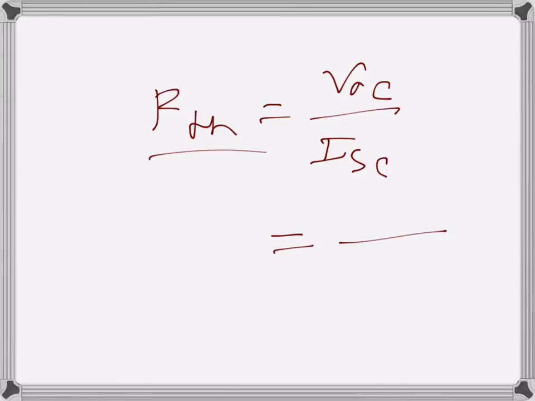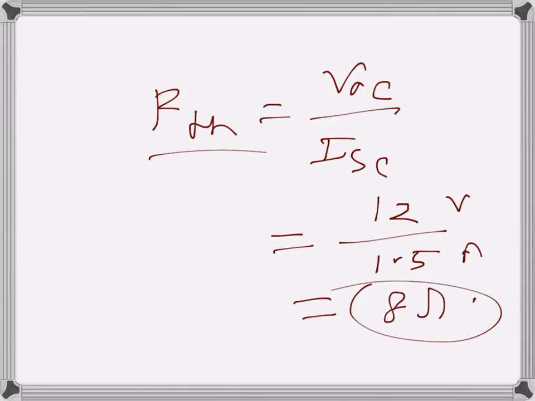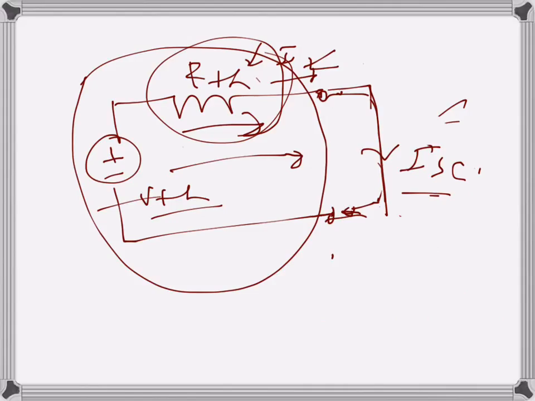So we have V, which is 12 volts here, and this is 1.5 amps. Volts divided by amps gives 8 ohms. So that's the Thevenin's resistance in our Thevenin's equivalent circuit. Just from these two measurements, we can find the Thevenin's equivalent circuit for any given network.